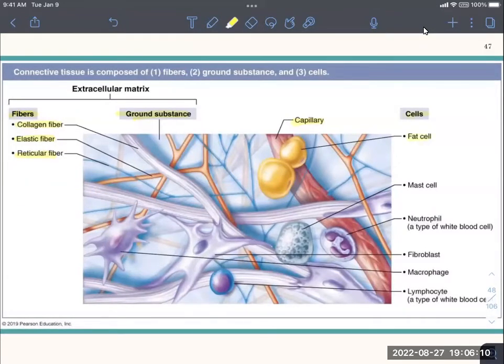We have fat cells, the yellow in here, fats. We have mast cells. We'll find out what those do. We have white blood cells. We have macrophages over here. And yet another kind of white blood cell.